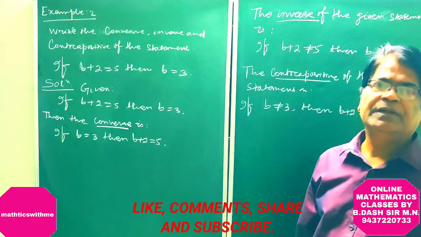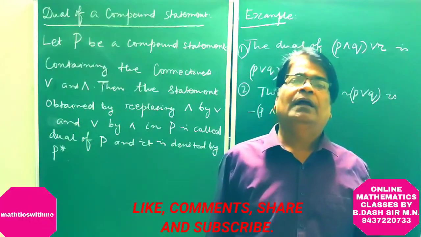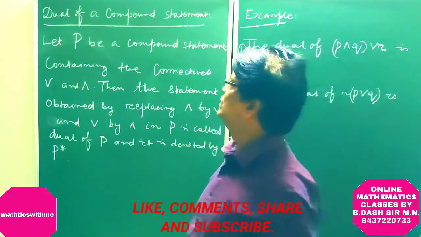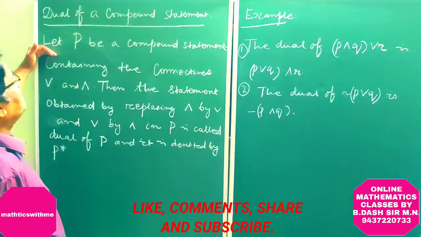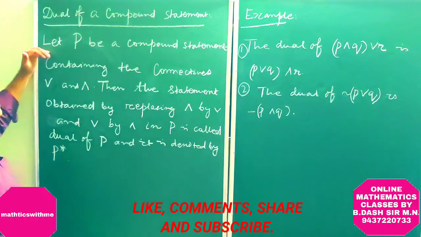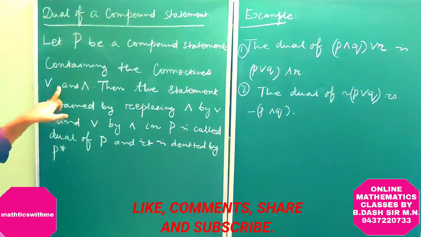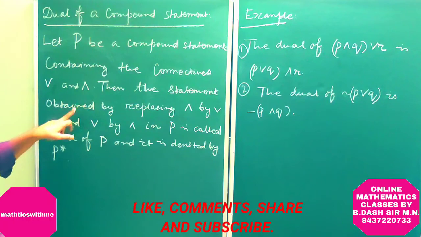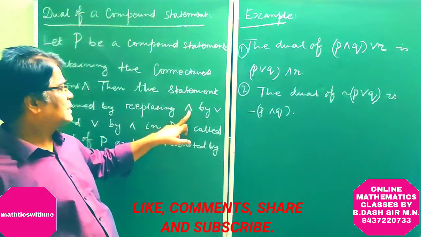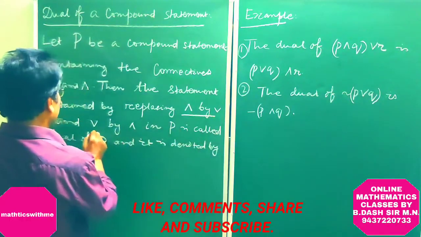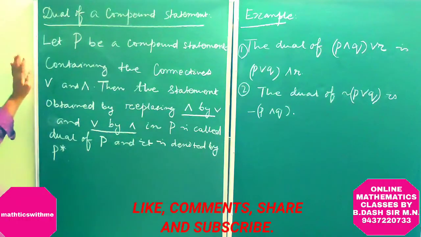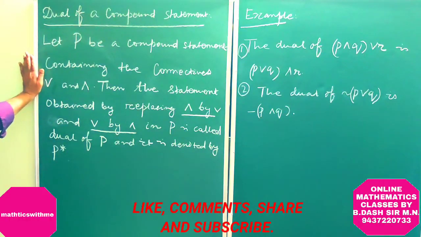Now let us proceed for the next topic. Our next topic is dual of a compound statement. It is very easy. Let P be a compound statement containing the connectives disjunction and conjunction. Then the statement obtained by replacing conjunction by disjunction and disjunction by conjunction in P is called the dual of P, and it is denoted by P star.